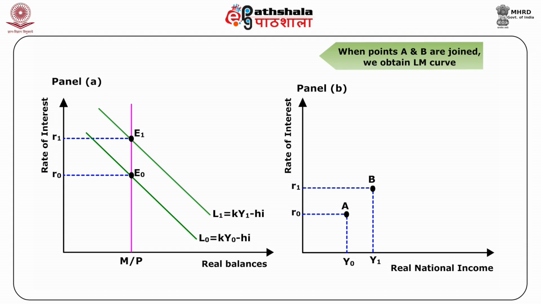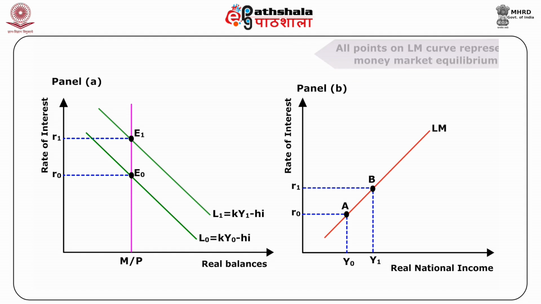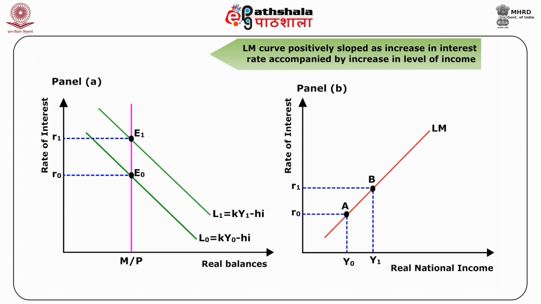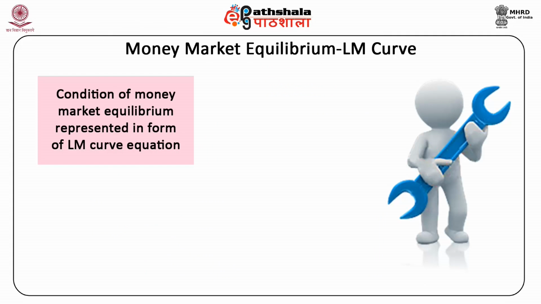When points A and B are joined, we obtain the LM curve. Thus, the LM curve is the combination of interest rates and income at which the money market clears. All points on the LM curve represent the money market equilibrium. The LM curve is positively sloped as an increase in interest rate is accompanied by an increase in the level of income. This condition of money market equilibrium can also be represented in the form of LM curve equation.